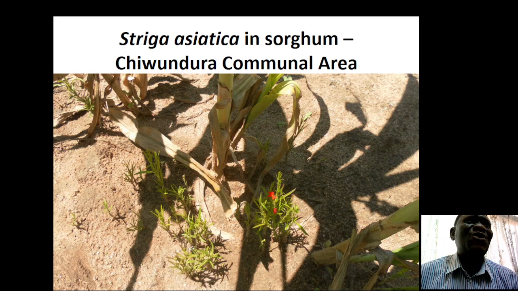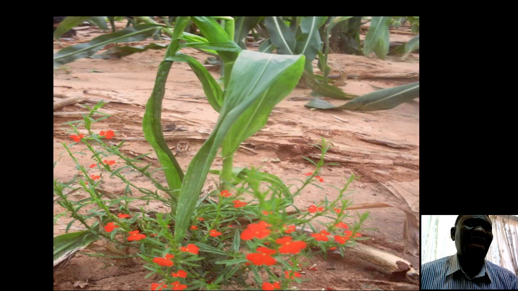Striga asiatica in sorghum. This is the Chundura communal area. You can see the red flowered plant in the background. Again, a closer look at Striga asiatica parasitizing maize.